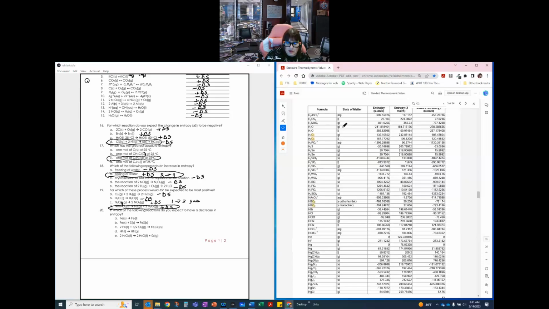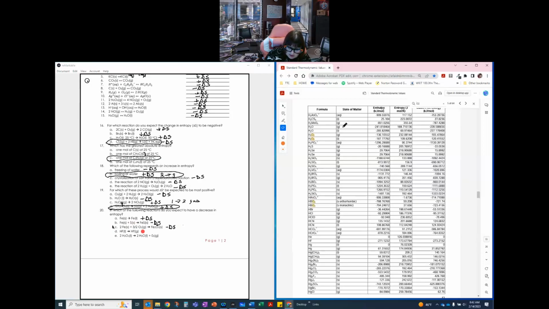Decrease in entropy, not favorable. So solid to liquid is positive. That's a good thing. Fe solid plus S solid goes to FeS solid. So we're going from 2 to 1. Not great. I would say that's probably negative. 2 Fe solid plus 3 halves of an O2 gas goes to Fe2O3 solid. I would again expect that to be negative. And ranking the two, I would expect this one to be the bigger.